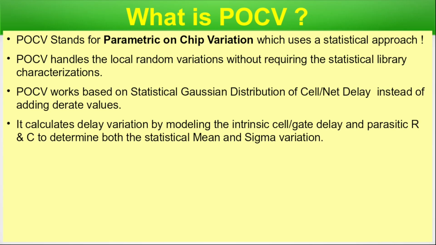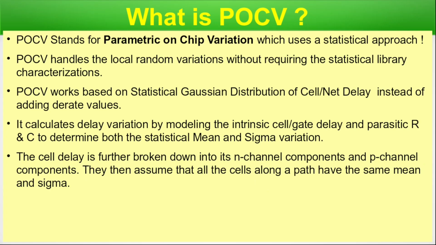So far up to these points, you might have visualized that it is statistical STA. However, there is some plus thing onto it. So that is POCV, what we are discussing right now and what is displayed here. The cell delay is further broken down into N-channel components and P-channel components. You understand what these two things are. Then assume that all the cells along a path have the same mean and sigma.